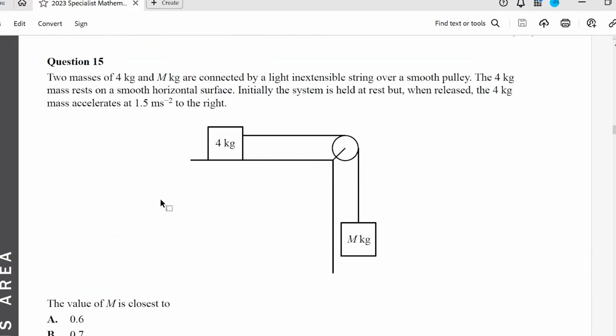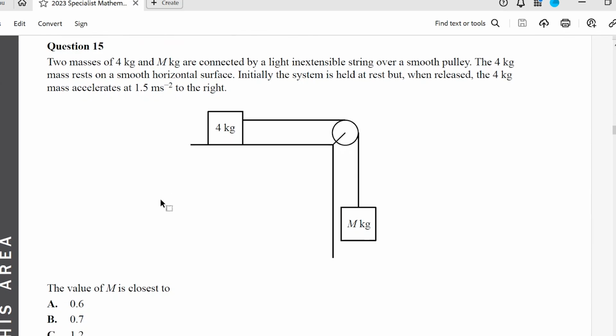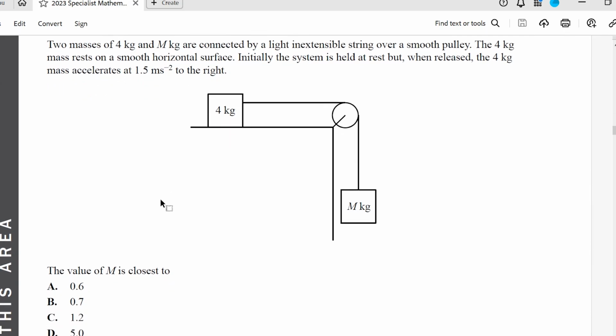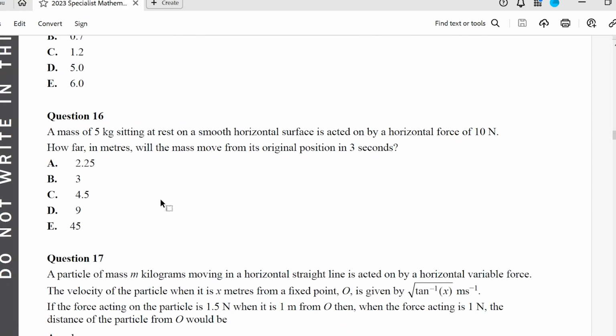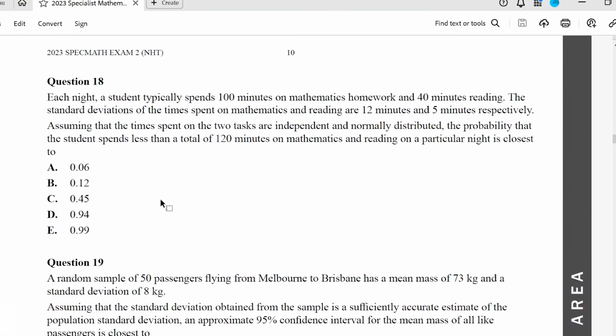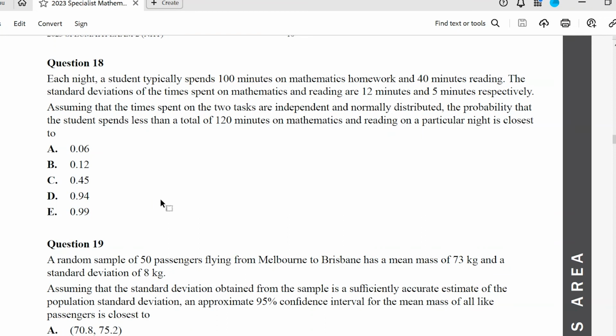I'm not going to do the mechanics questions because given that you're going to be sitting your exam in 2023 or later, you're not going to be sitting questions on mechanics. If you are interested in mechanics, I apologize, but let's skip those and move on to question 18, which is a statistics question or probability question.